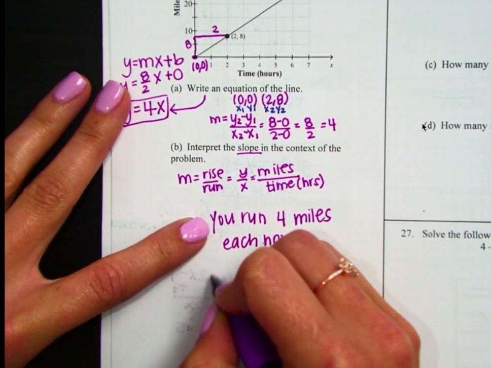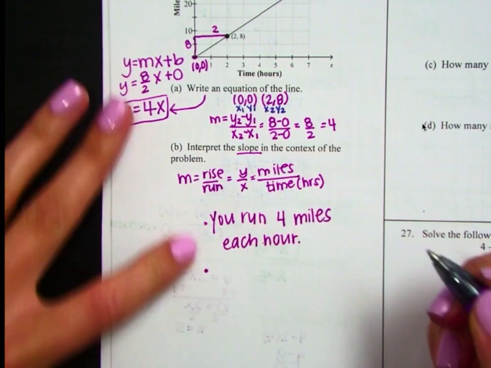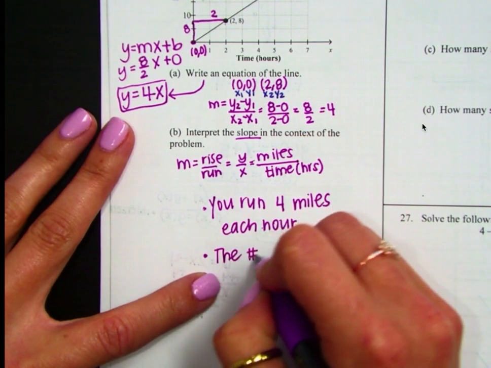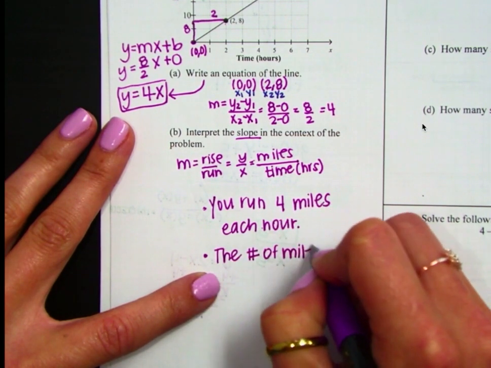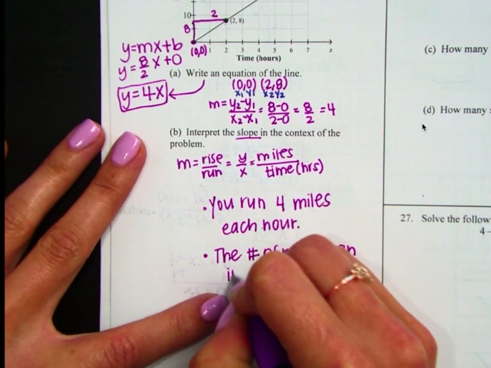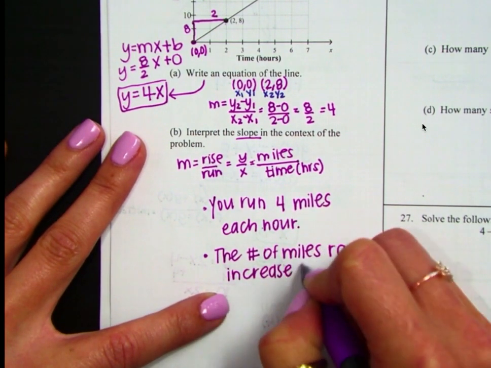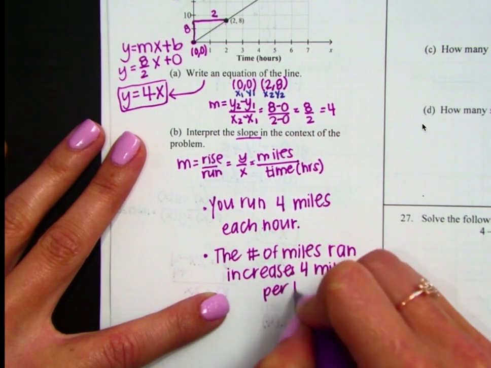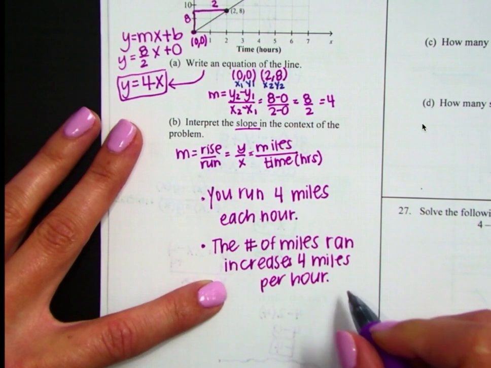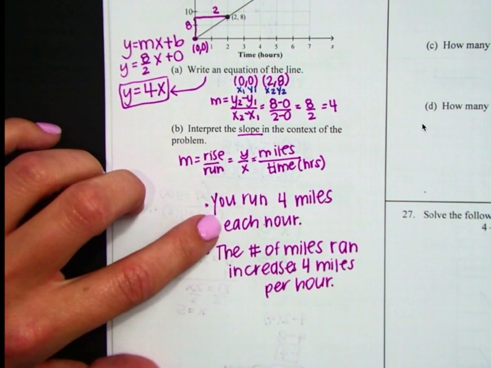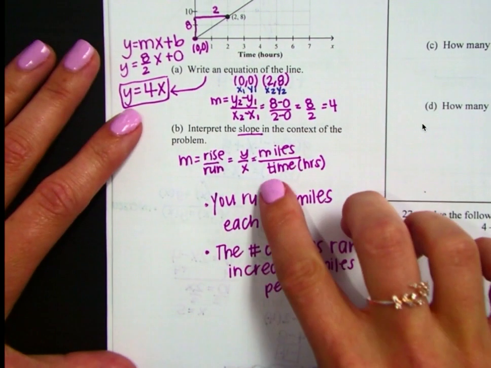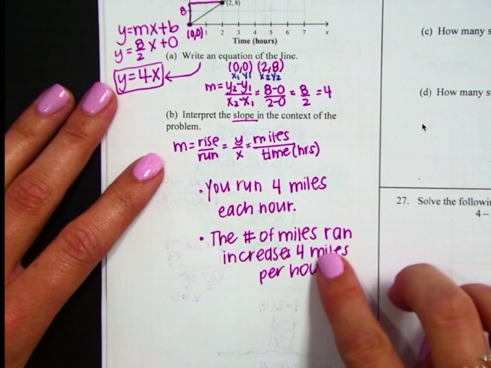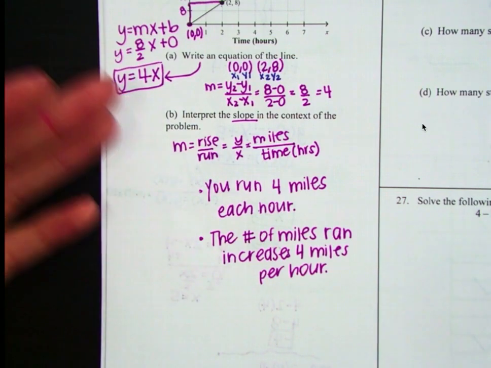Another way to write this would be the number of miles ran increases 4 miles per hour. That's another good way to do that. So either one of these would be okay, but what you want to understand is that you're running 4 miles each hour, or it's increasing 4 miles each hour or per hour.